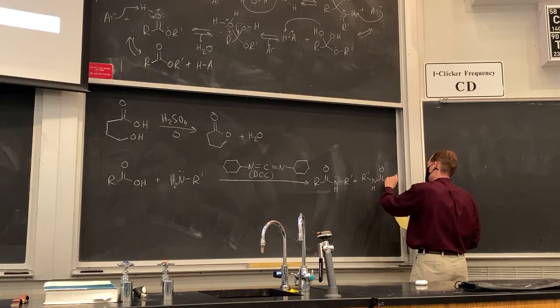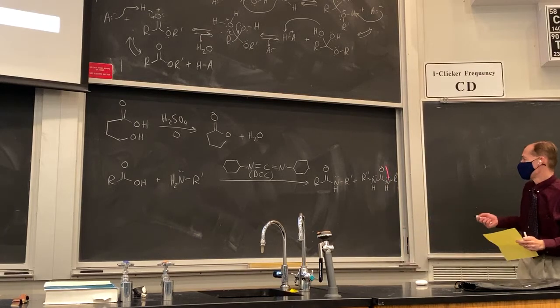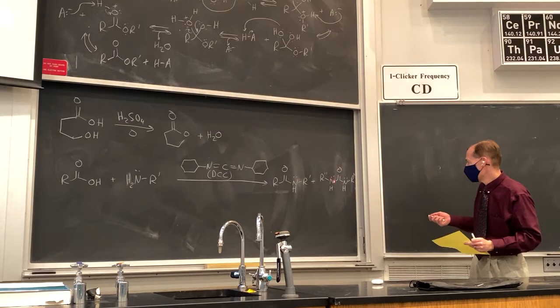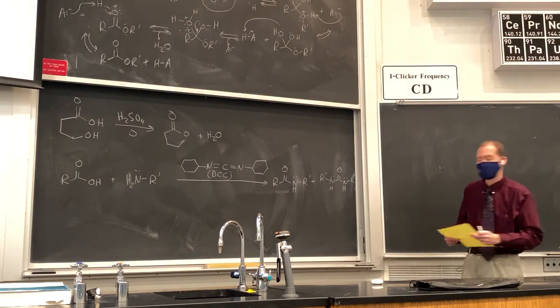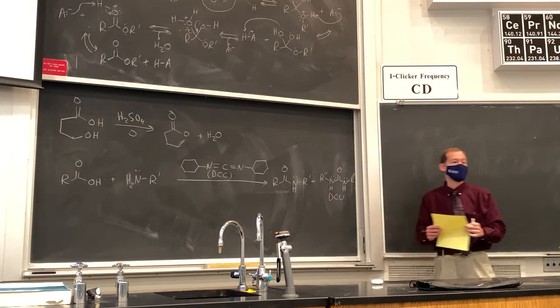That looks like this. This functional group is known as a urea. When you have a carbonyl with 2 nitrogens attached, that's called a urea. So this is dicyclohexyl urea.